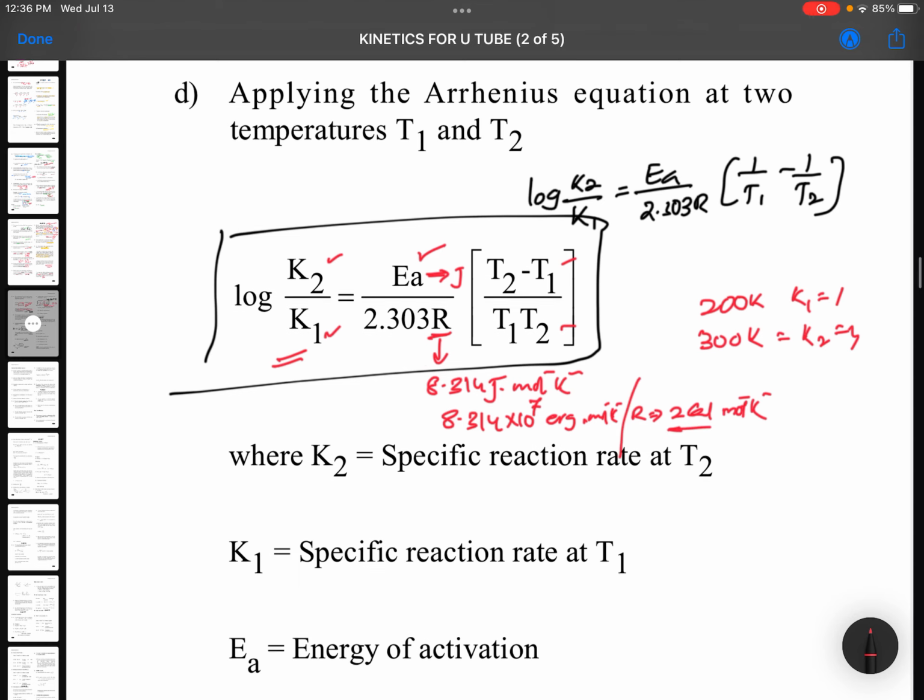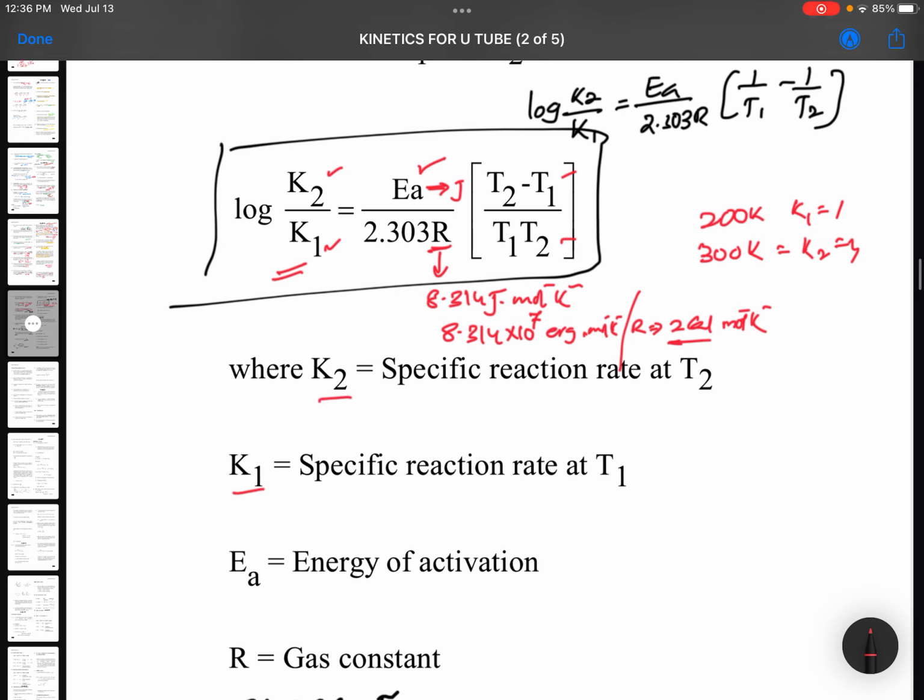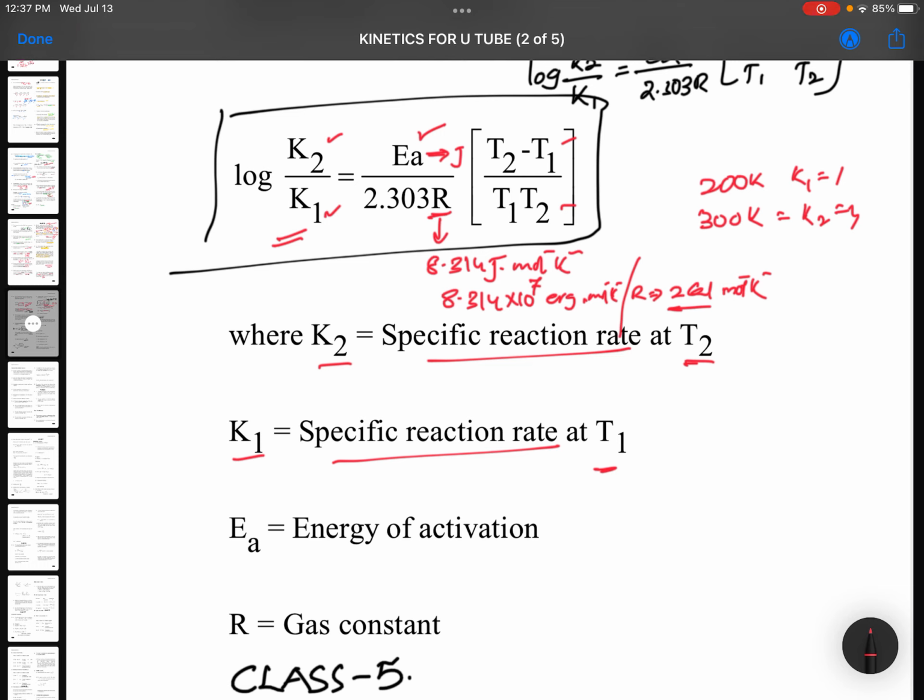K1, K2 are the specific reaction rates, or rate constants, at different temperatures. Ea is activation energy, R is the gas constant. Okay, now by using this, you can calculate the activation energies, you can calculate the different temperatures, you can calculate K1 or K2 or the K2 by K1 ratio also. Done. We'll meet in class 5 with rate law.